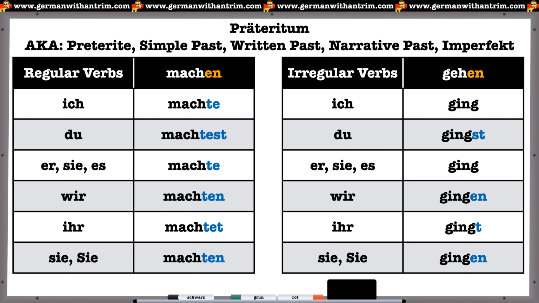But now that we have this t in here, we need to add an e for the du form and the ihr form so that we make sure that they are pronounceable. So instead of just machtst, which is kind of difficult, we would say machtest. So the full conjugation of the verb machen in this Präteritum tense is ich machte, du machtest, sie es machte, wir machten, ihr machtet, sie machten.